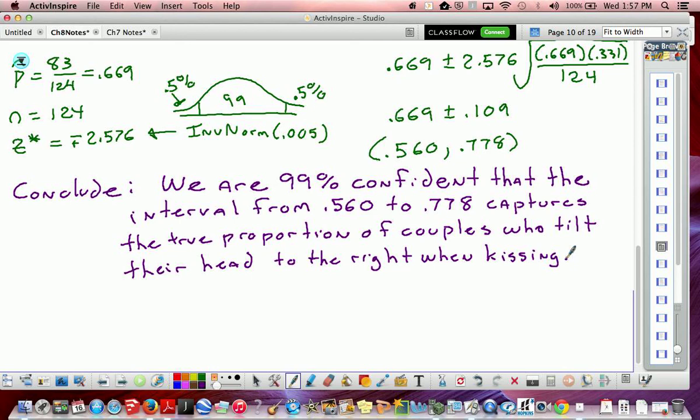So, hopefully your sentence looks something like this. We are 99% confident that the interval from 0.560 to 0.788 captures the true proportion of couples who tilt their head to the right when kissing.